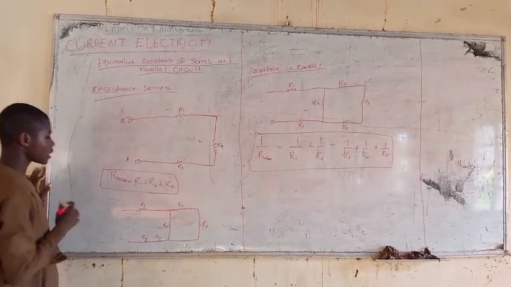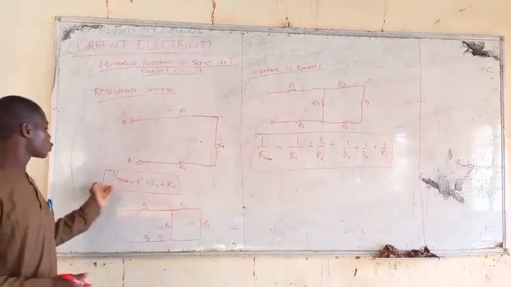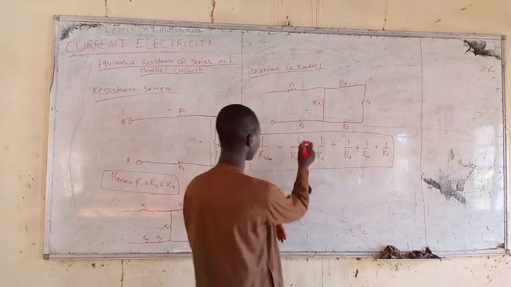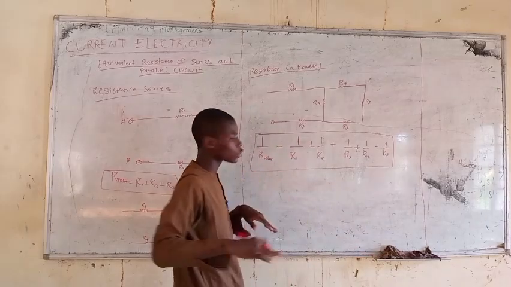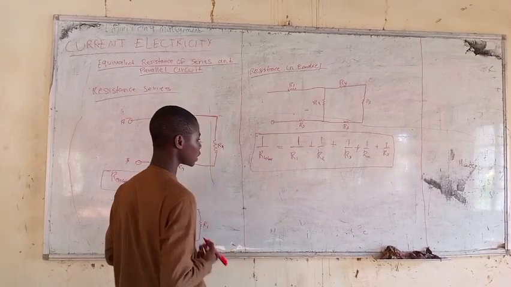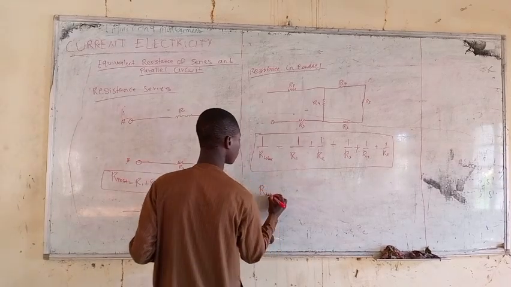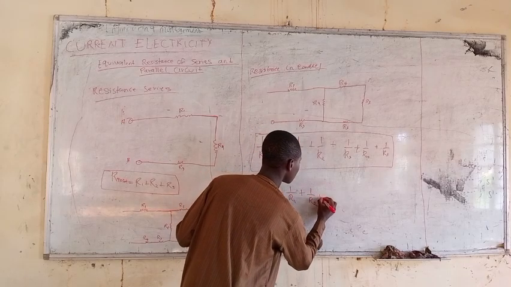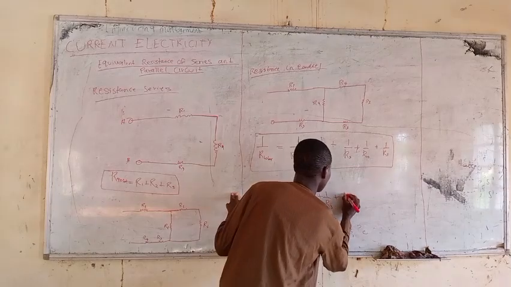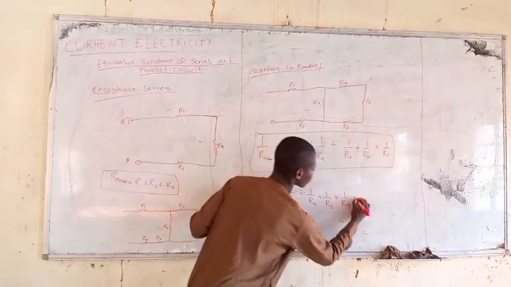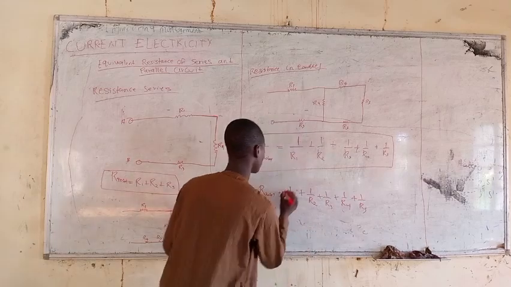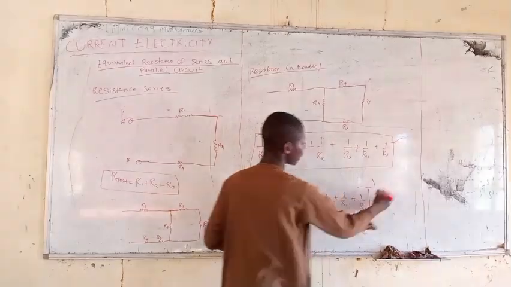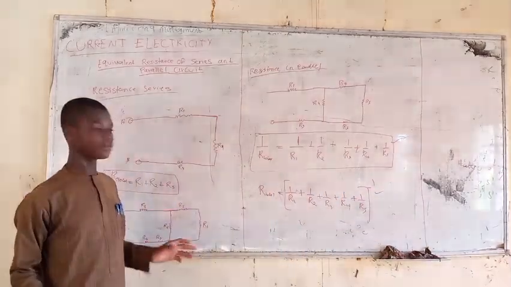Because if we are to calculate in series, something goes in a straight line, you can just add the values of your resistance. But if you are to calculate parallel resistance, you are to divide 1 by the total resistance. Let's say R total is equal to 1 over R1 plus 1 over R2 plus 1 over R3 plus 1 over R4 plus 1 over R5, all put as the inverse of 1. You can use this way and you can use the other way. All the ways are the same.